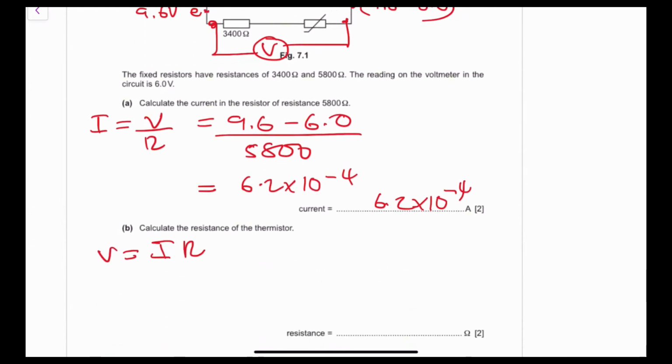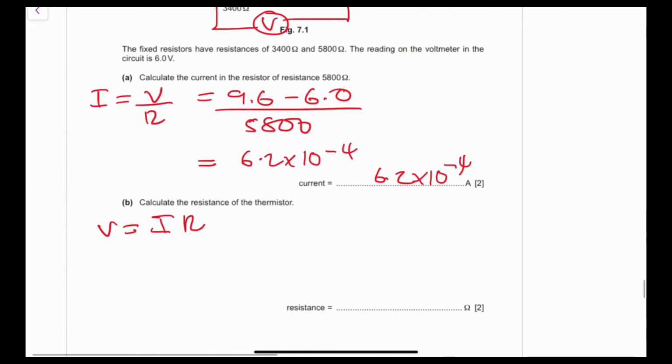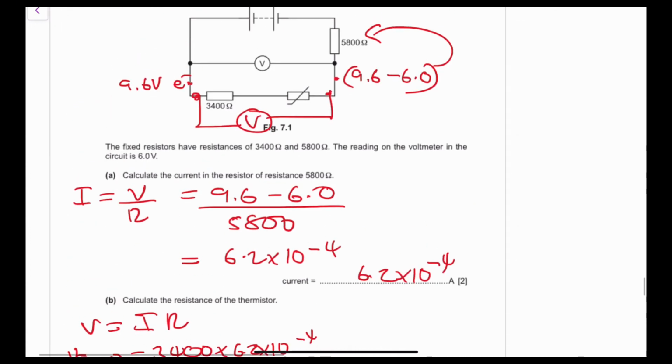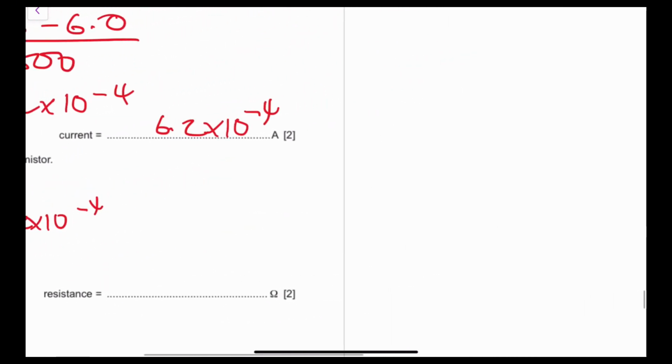Okay, so if we look for the voltage across that resistor itself, right? The voltage across the 3,400 will actually be 3,400 times 6.2 times 10 to the power of negative 4. So that gives us about 2.11 volts, right? So this one will take 2.11 volts, meaning that that one will take the remainder. So V across the thermistor will actually be 6 minus 2.11. That is actually 3.89 volts, right?